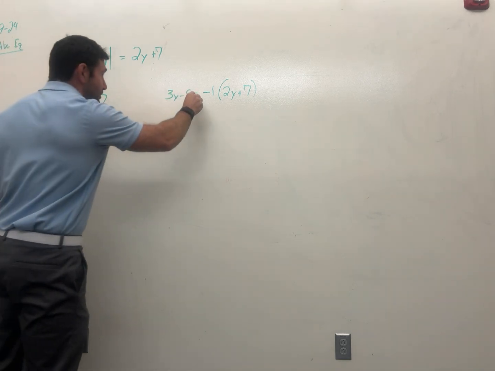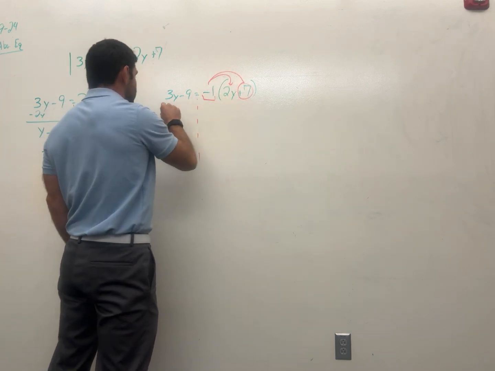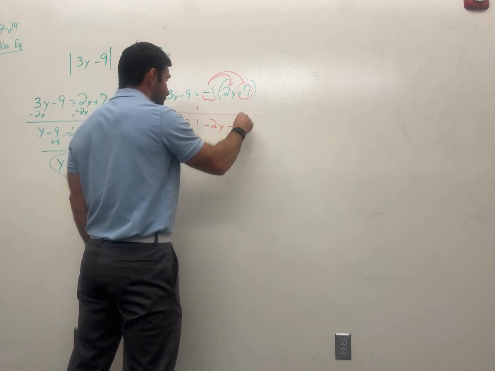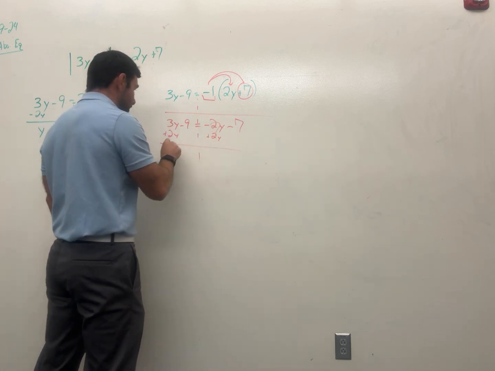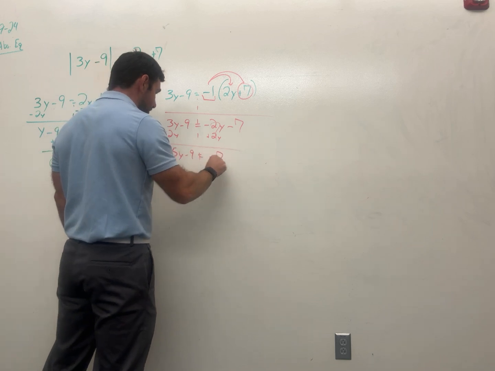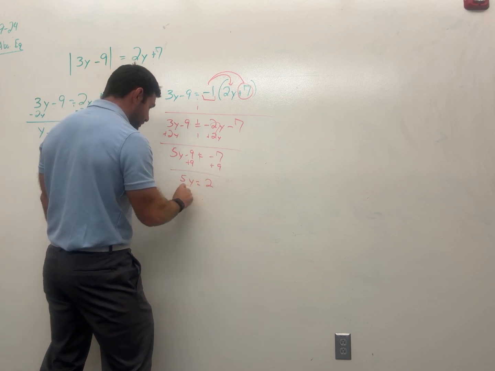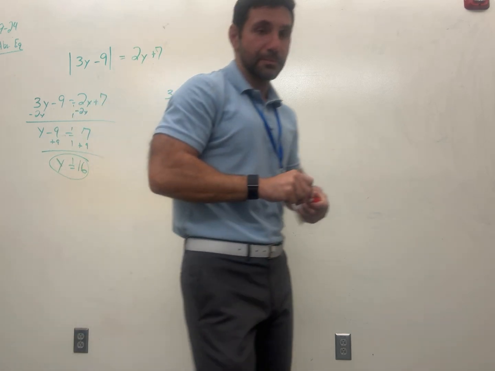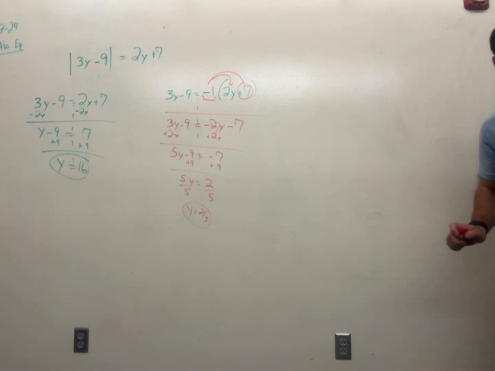So, find the balance point. Taking the -1 and distributing, that gives me 3y minus 9 equals -2y minus 7. Add 2y to both sides. That leaves me 5y minus 9 equals -7. Add 9, add 9. 5y equals 2. Divide by 5, y equals 2/5. Anybody confused to that point? Yes, no?